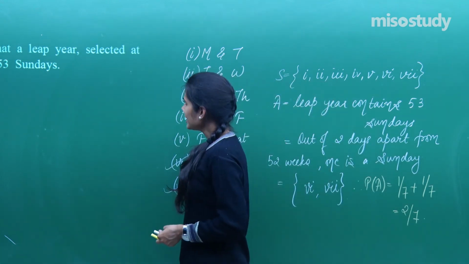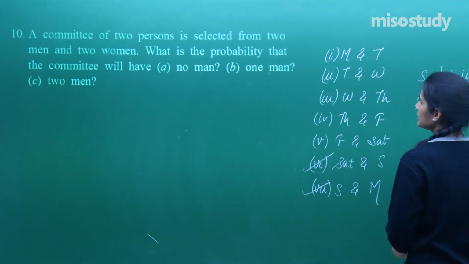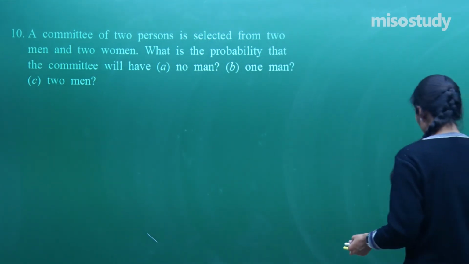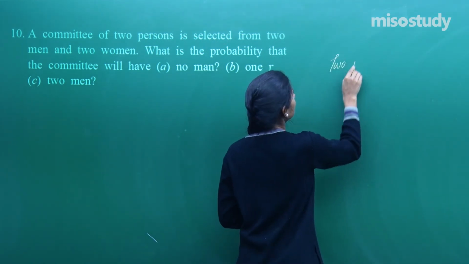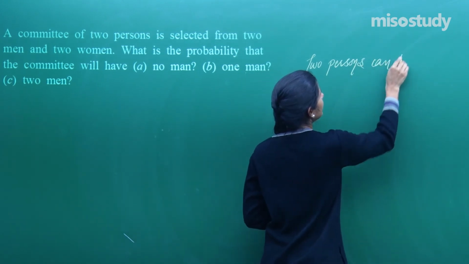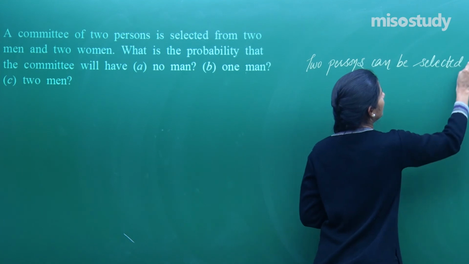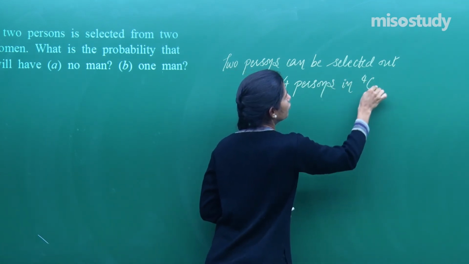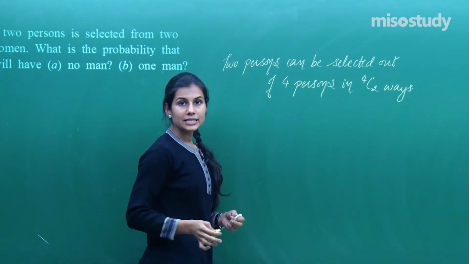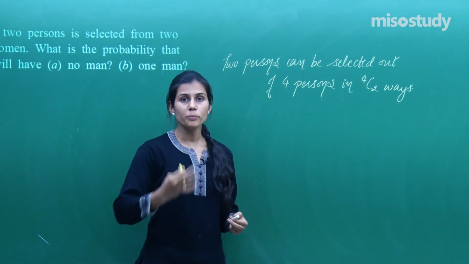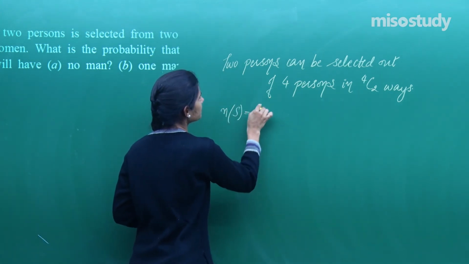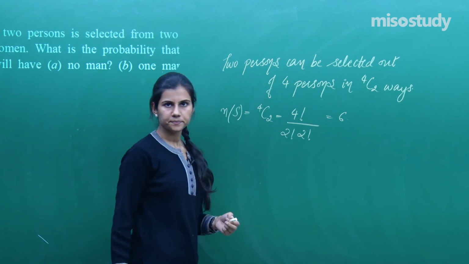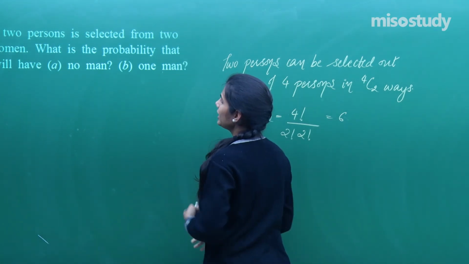Okay? The next question says that a committee of 2 persons is selected from 2 men and 2 women. So there are 4 people in total and a committee of 2 persons is selected. First of all, please understand, 2 persons can be selected out of 4 persons in 4C2 ways. Therefore, if I am considering my sample space to be the set of all those possible ways in which two persons can be selected, then definitely the number of members in the sample space is 4C2, which is 4 factorial upon 2 factorial into 2 factorial, which is 6. Clear? What is the probability that the committee will have no man?